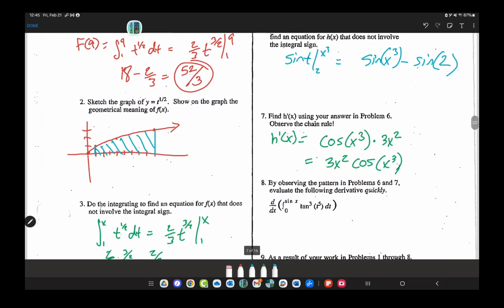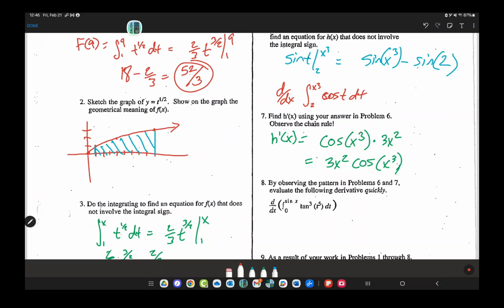Now, is there a shortcut I can think of if I wanted to take the derivative d/dx of the integral from 2 to x cubed of cosine t dt? Is there a shortcut I could do for this? So replace t with the function, and then do what? Take the derivative of the bound.